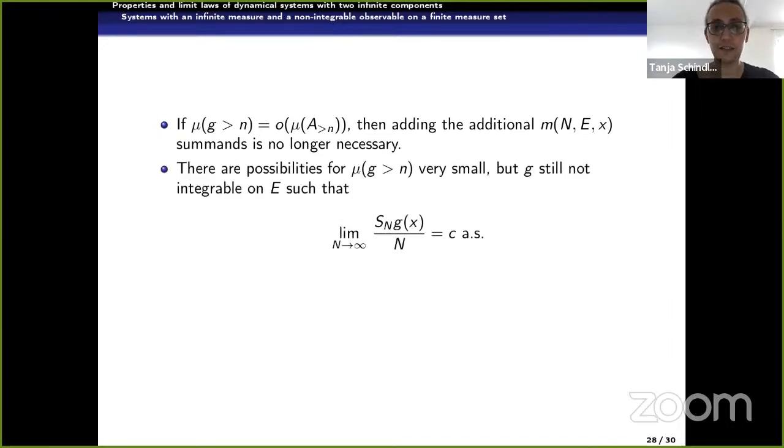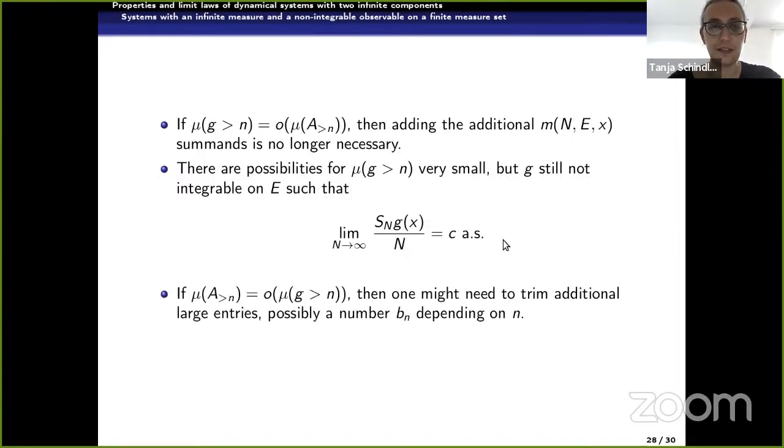On the other hand, it's even possible that if mu of t larger than n is very small, but t is still not integrable, that we even get a strong law of large numbers without doing anything.